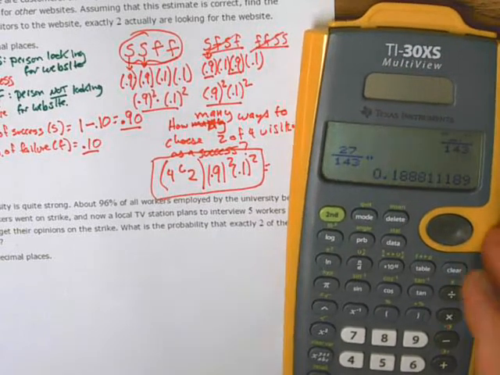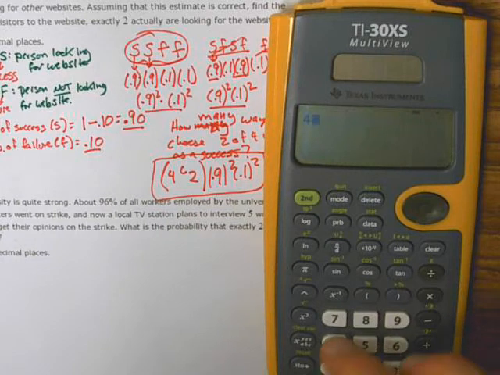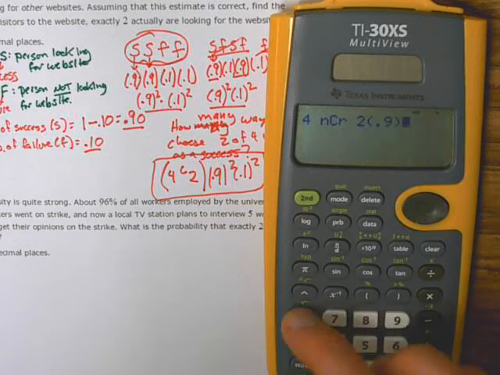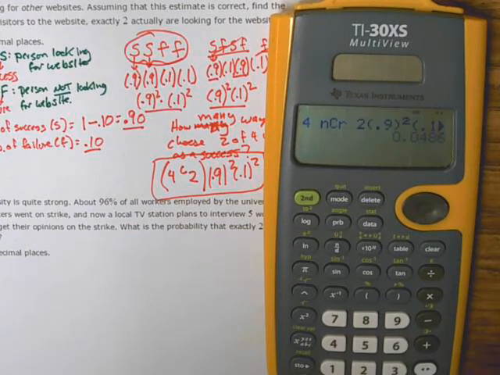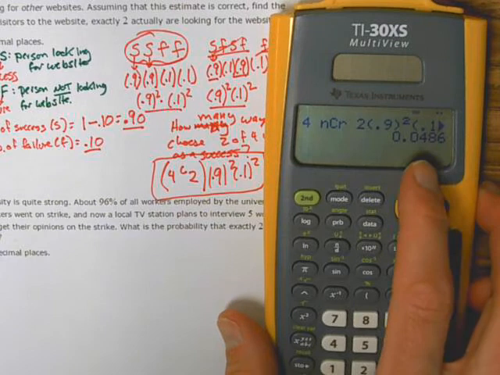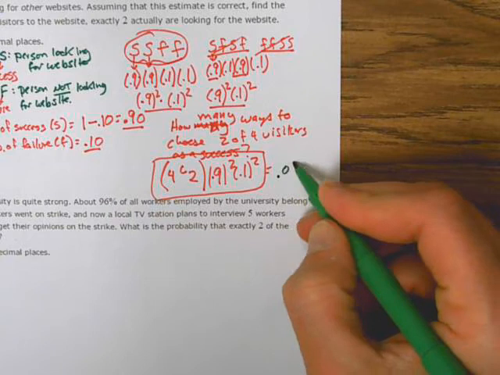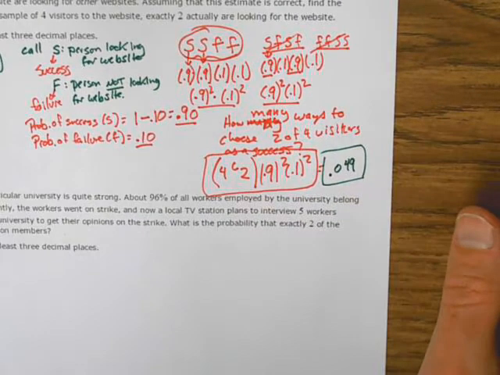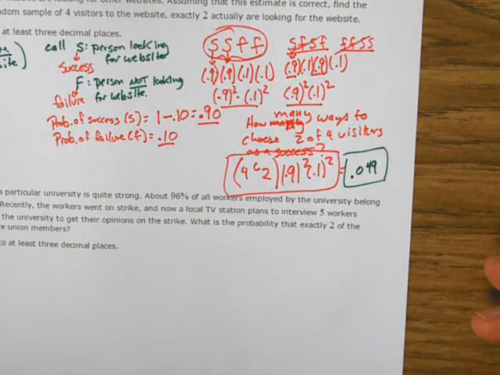So you can use your calculator, of course, but I'm going to use this one and do 4 choose 2, and then multiply that by 0.9 squared and 0.1 squared. And I get, to 3 decimal places, 0.049. 0.049 would be my probability there. Now, I'm going to show you a little bit faster of a way of getting that formula.